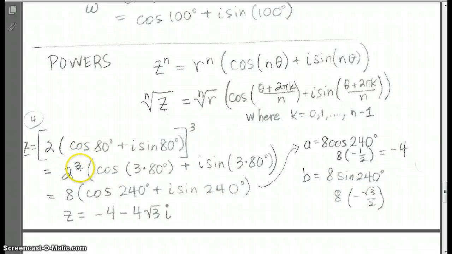So you're taking 2 cubed, and then you take that power times the theta. And here you're transforming it from polar back into its rectangular format. So the cosine of 240 degrees, well, that's negative 1/2. When I take that times r, I get negative 4. And then the sine of 240 is negative radical 3 over 2. Again, taking that times 8, and you get negative 4 radical 3.